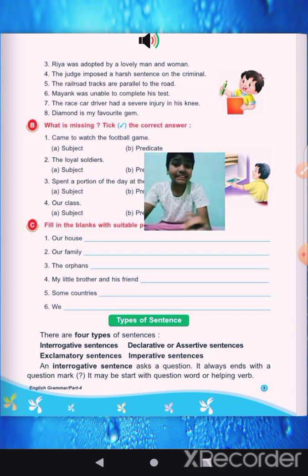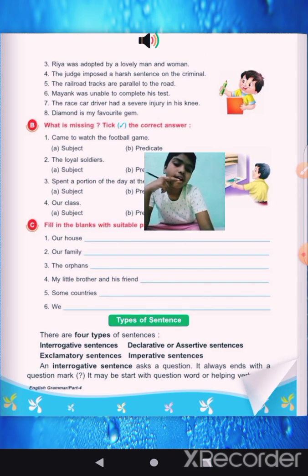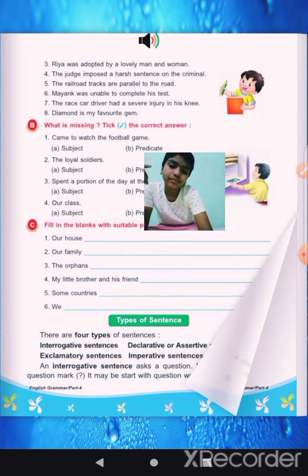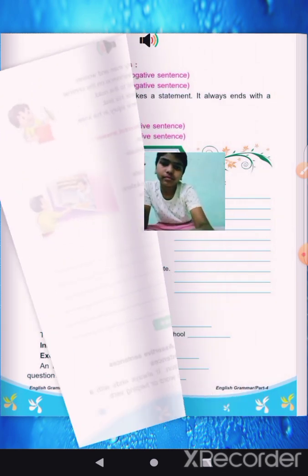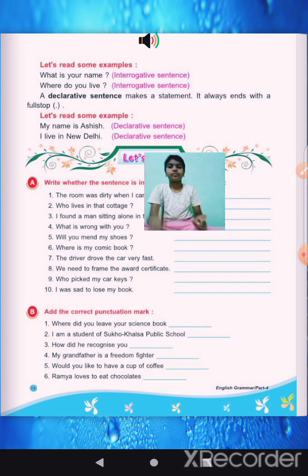Assertive sentences, exclamatory sentences, imperative sentences. An interrogative sentence asks a question. It always ends with a question mark. It may start with a question word or a helping verb. Let's read some examples. What is your name? Interrogative sentence. Where do you live? Interrogative sentence.